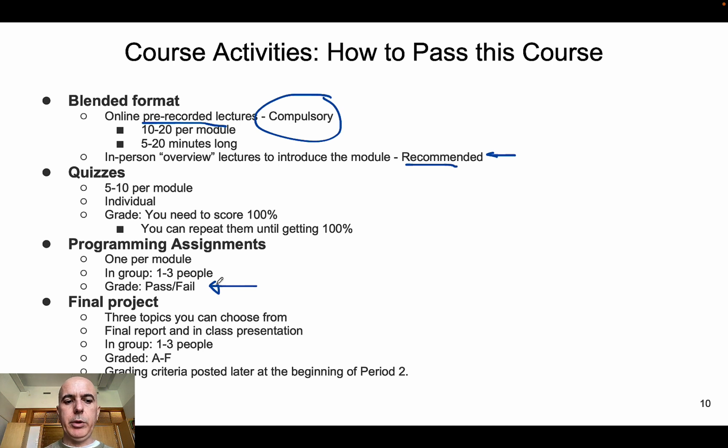In the second period, we will focus on working on the final project. I will provide 3 topics you can choose from, and you can focus on the topic that you would like to know more about. The final project submission consists of a final report and an in-class presentation. This can be done individually or in a group of 2 or 3 people. The final project determines the final grade of the course, that is, grades A to F. The grading criteria will be posted later in Canvas at the beginning of period 2.